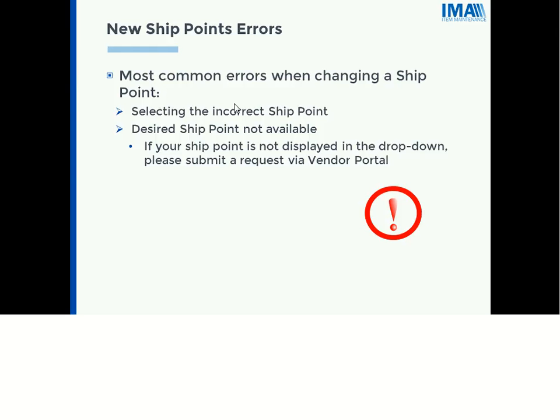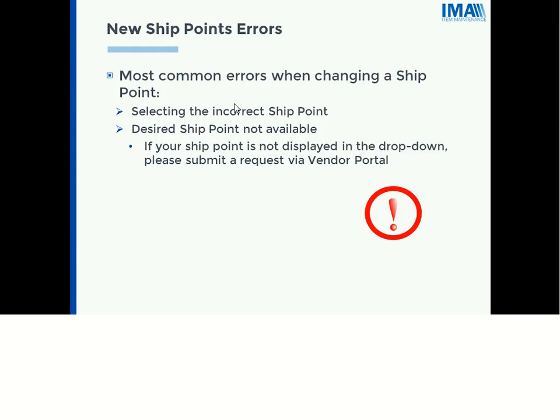The most common errors when changing a ship point, first, is selecting the incorrect ship point. If you select the incorrect ship point, then we're going to send our trucks to the incorrect warehouse. It's going to get there, and there's not going to be any product ready for it to load. Maybe we sent the truck to your New Jersey warehouse because that's what was selected in IMA, but really you meant for us to go to your California warehouse.